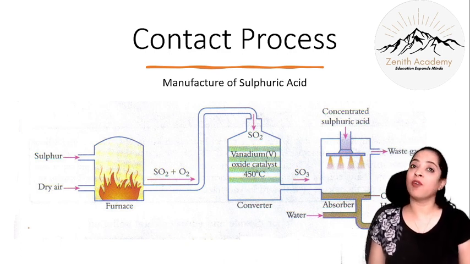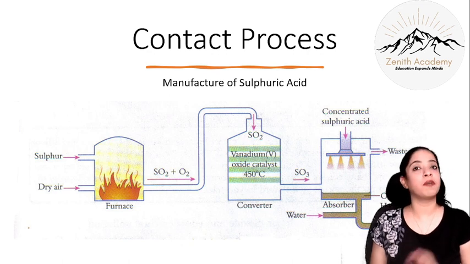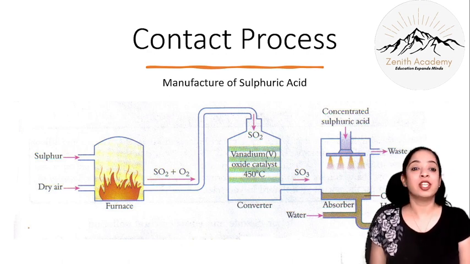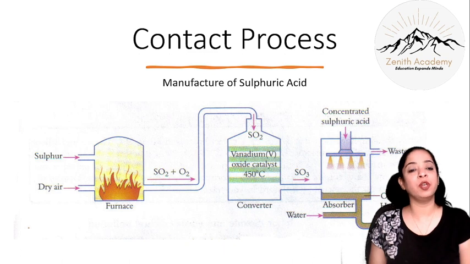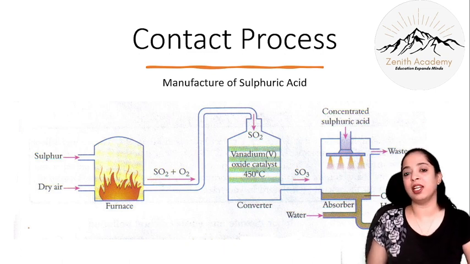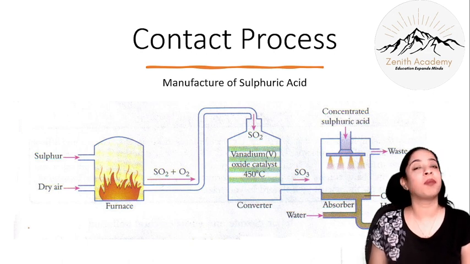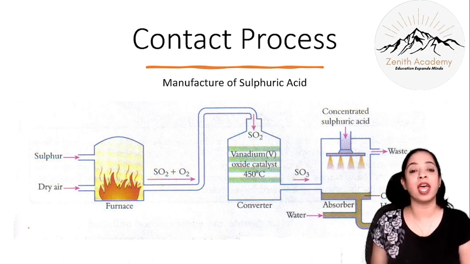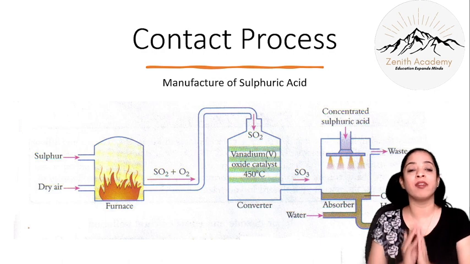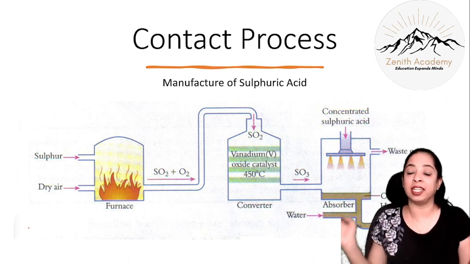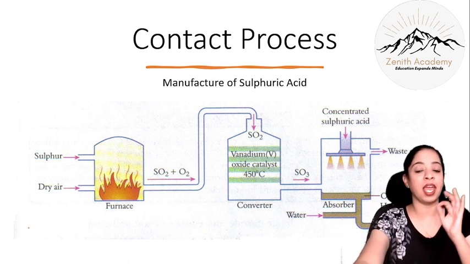So students, I have already taught you the whole chapter of sulfuric acid, correct? So today I am going to explain the manufacture of sulfuric acid, or you can call it the industrial manufacture of sulfuric acid, by a very important process known as the contact process. I will explain the contact process in detail, so be with me till the end of the lecture.